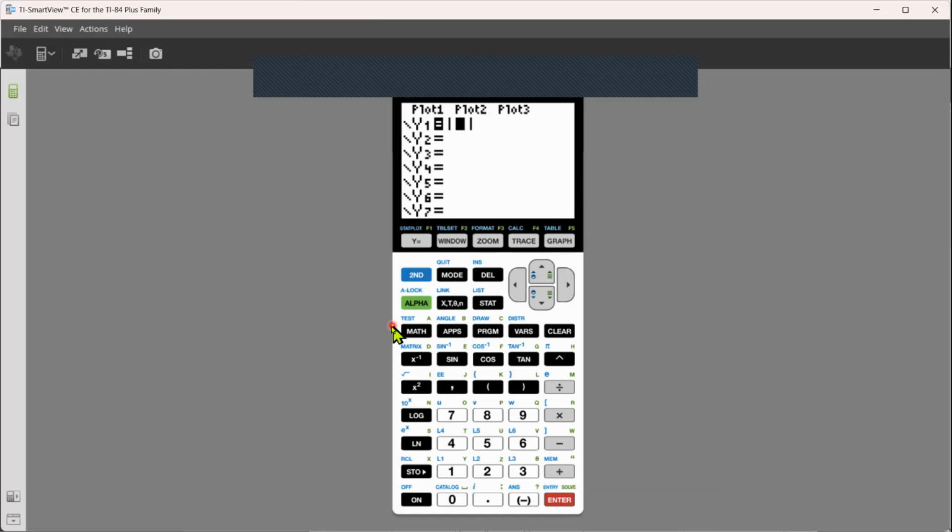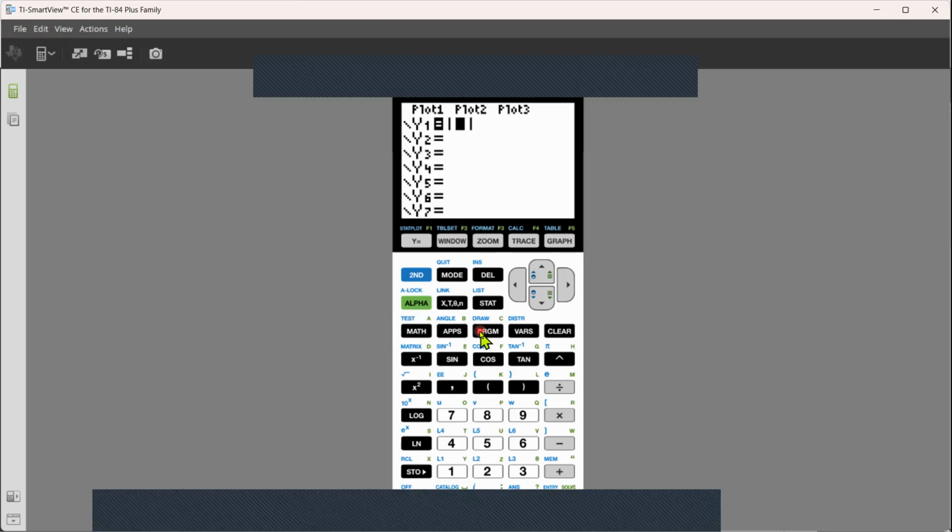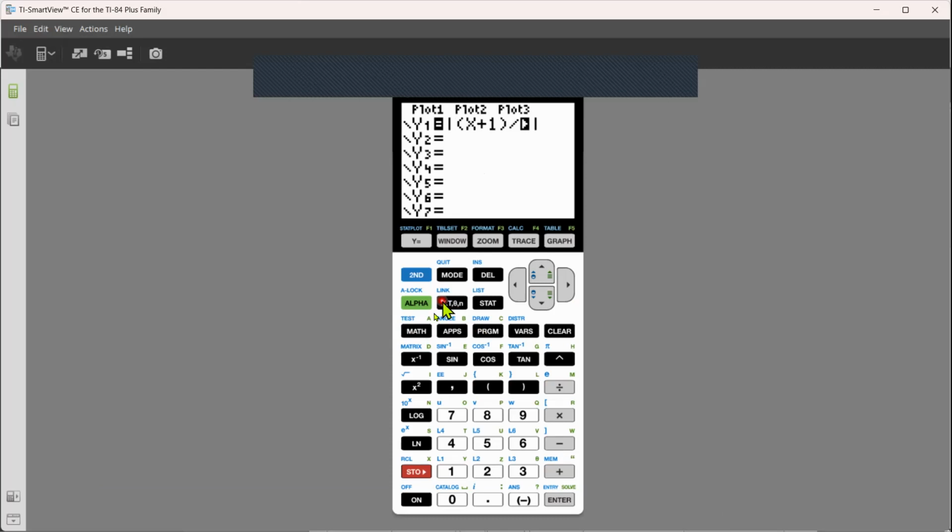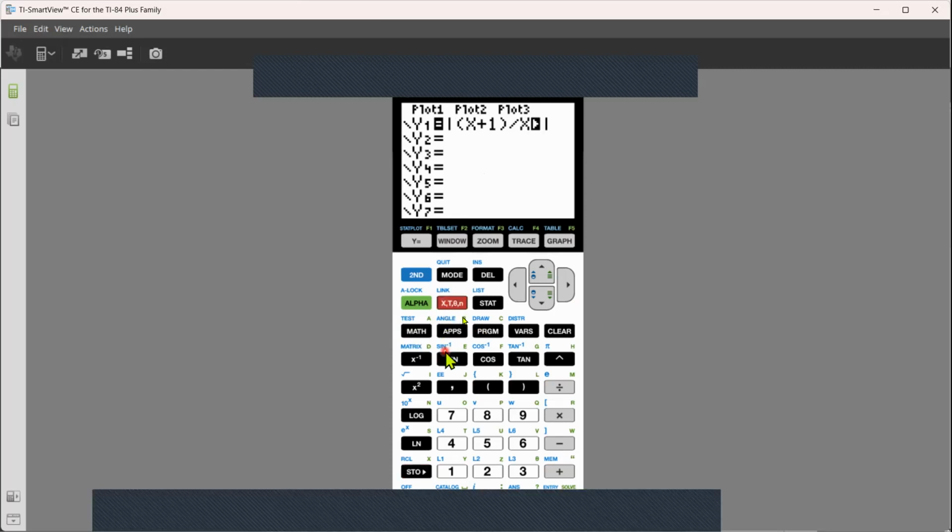Let's say I wanted to enter something. Now let's say I had the absolute value of a fraction. Then I need a parenthesis and I could do X plus 1, and then X plus 1 divided by X, for example, right? Now this would be a single absolute value. This is X plus 1 over X, okay? This is not two absolute values by itself, but if I graph this one, it looks like this.